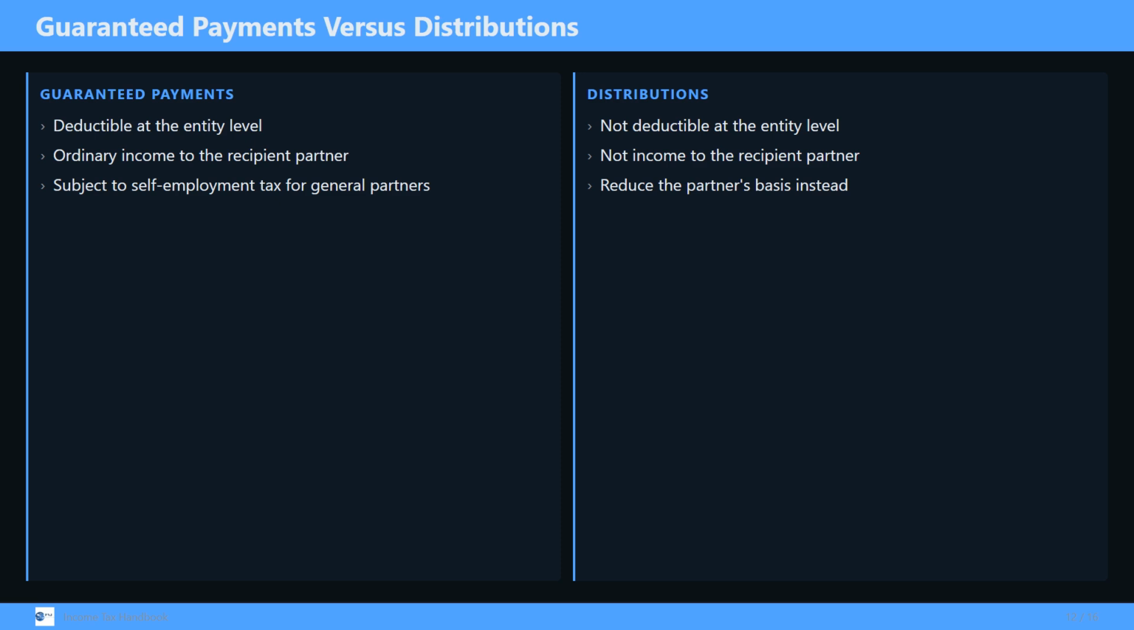This distinction trips up more partnerships than almost anything else on the return. Guaranteed payments are fixed amounts paid to partners without regard to income. They are deductible at the entity level, ordinary income to the recipient, and subject to self-employment tax for general partners. Distributions are the opposite on every count. They are not deductible, they are not income, and they simply reduce the partner's basis. Mischaracterizing one as the other creates deduction errors, self-employment tax errors, and capital account errors all at once.